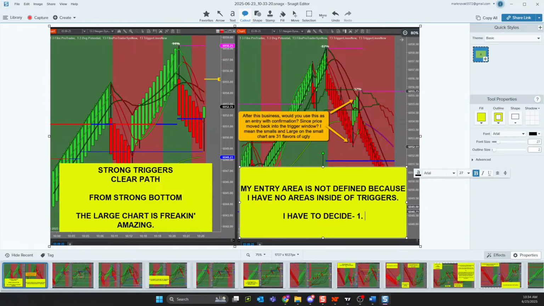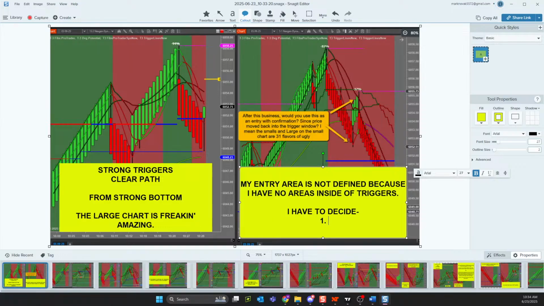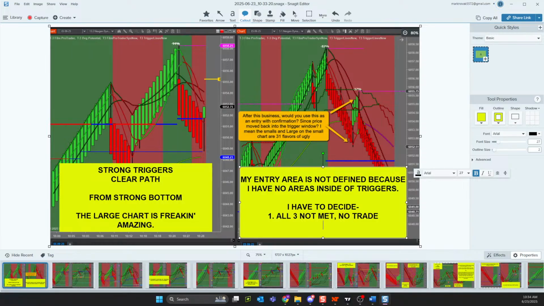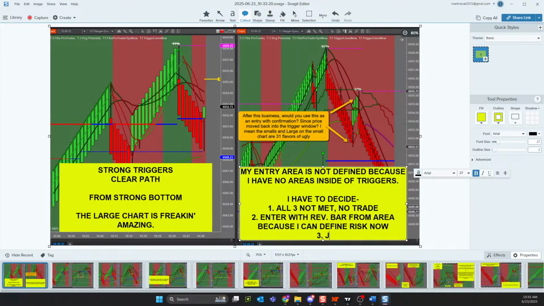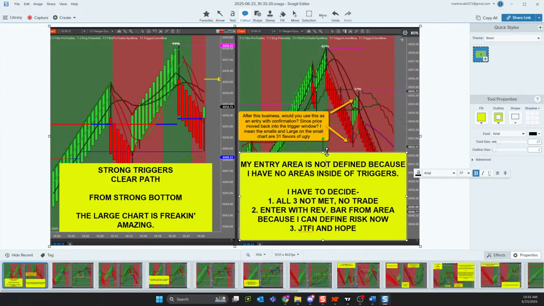Is it one, all three not met, no trade, and that is a perfectly acceptable decision. Do I say enter with reversal bar from area because I can define risk now? Or do I say jump the fudge in and hope, right? So you have to go through this process, guys, every trade.